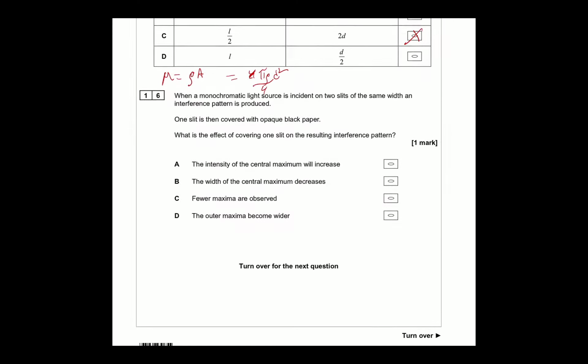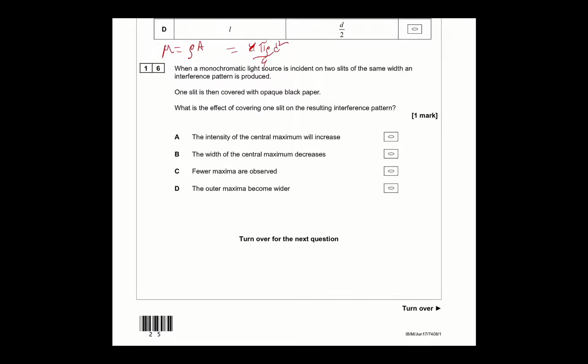Okay, 16. When a monochromatic light source is incident on 2 slits of the same width, a pattern is produced. One slit is covered with opaque black paper. What is the effect of covering the slit?